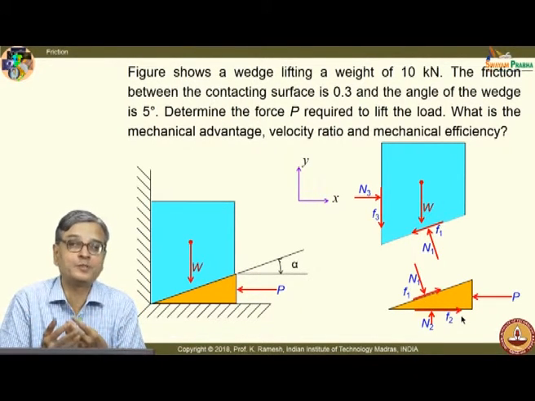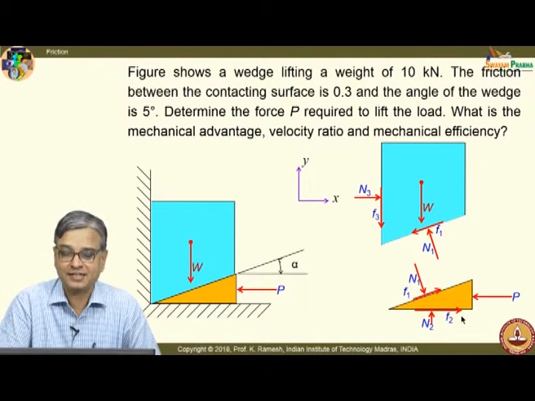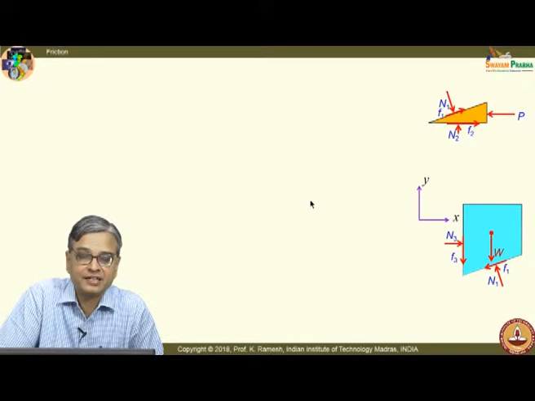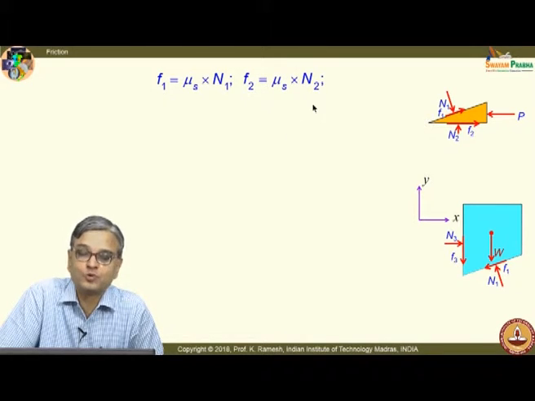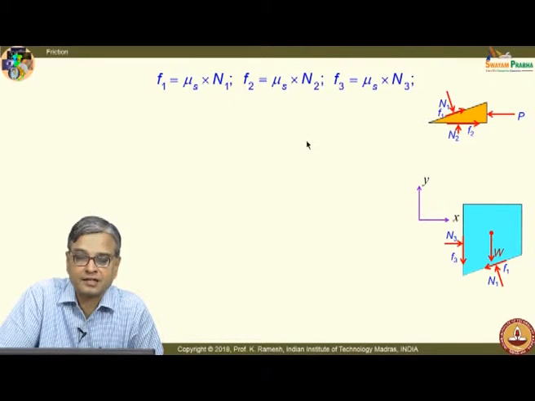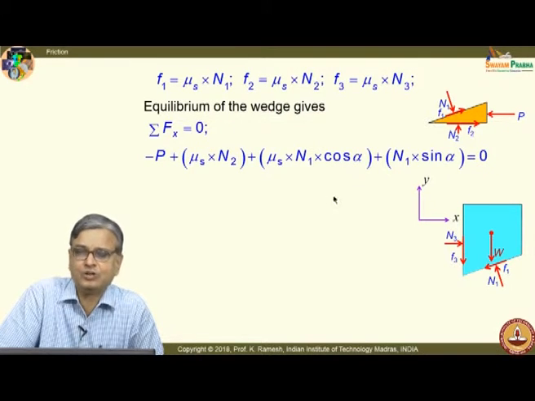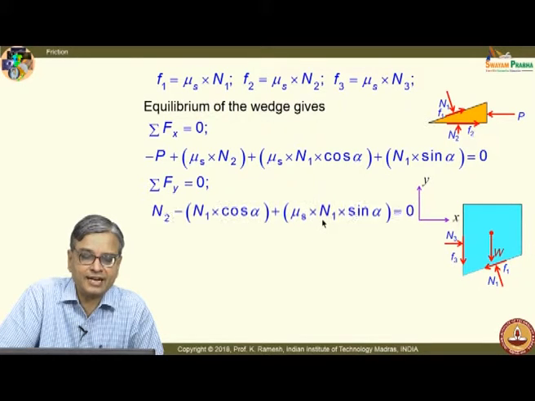The way the problem is posed to you, that clearly says that this is the case, and this is what we are going to write in the next slide, that I have F1 is mu times N1, F2 is mu times N2, F3 is mu times N3, because in all the cases the frictional coefficient is given. So, it is not difficult for you to find out this, and equilibrium of the wedge gives Fx equal to 0, then you can easily do. I get some long expressions, okay, which you can easily write down and solve.